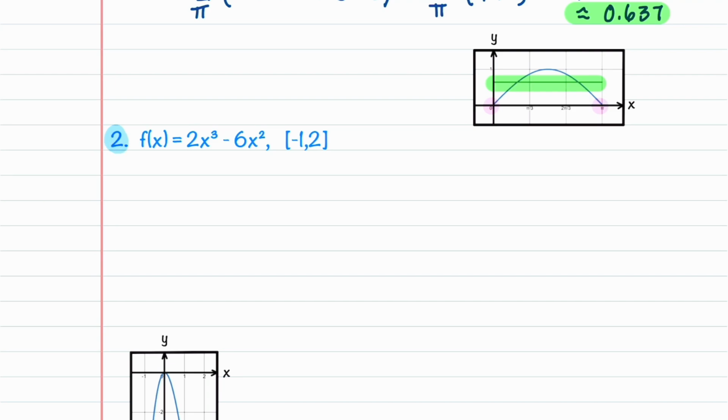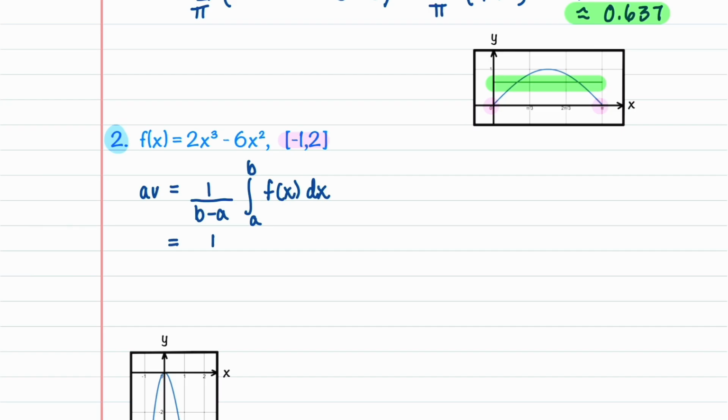Let's now look at our second example. We're given f of x is equal to 2x cubed minus 6x squared, and our closed interval is from -1 to 2. Let's write down our formula. The average value of a function on a closed interval is 1, all divided by b minus a, times the integral from a to b of f of x dx. If you write down the formula every time you do a problem, it'll make the formula easier to remember.